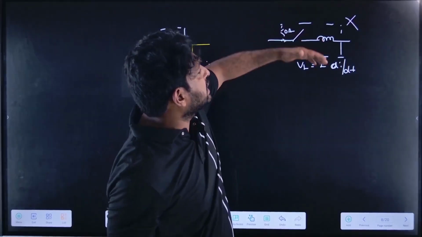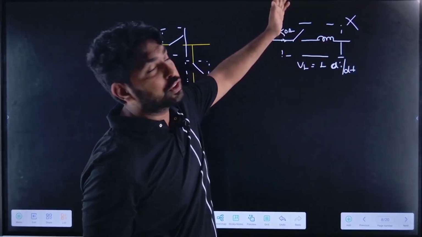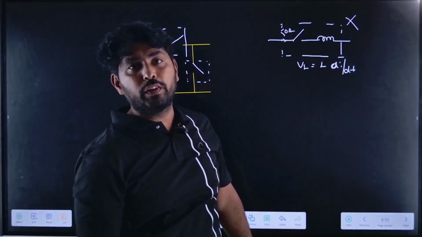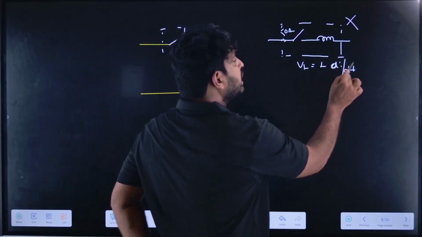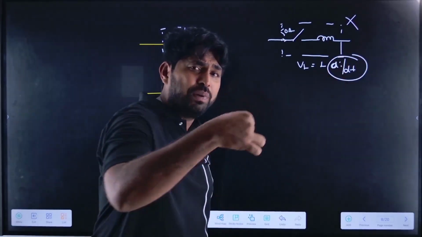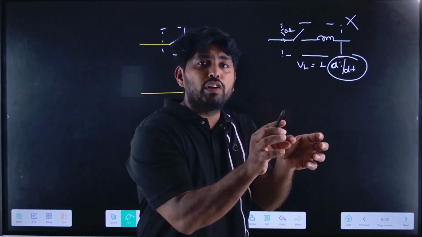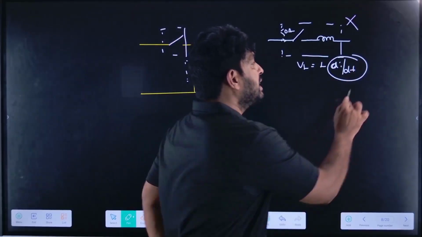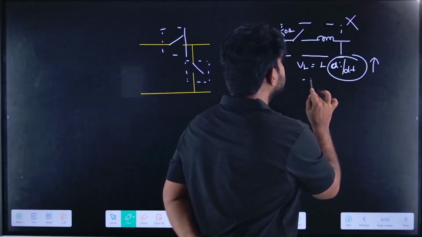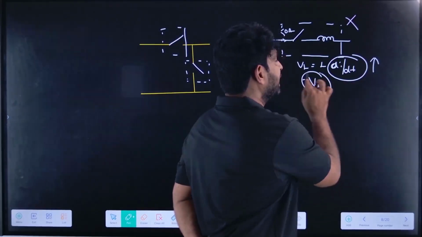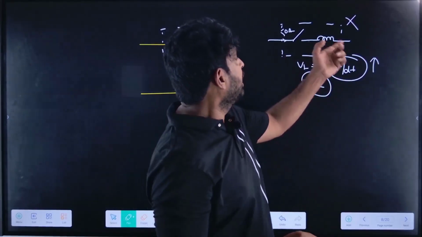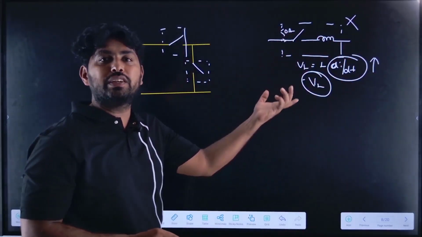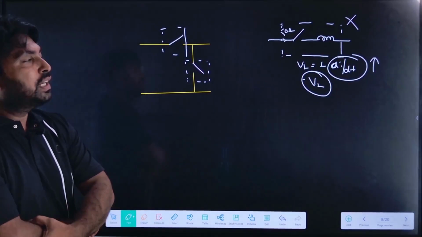Now suddenly I opened the switch. What happens? The current will immediately become zero. During a fraction of milliseconds, if I make the current equal to zero, this di by dt is large, which causes high voltage across the inductance, and which will damage the inductance as well as whichever devices are connected to the circuit.